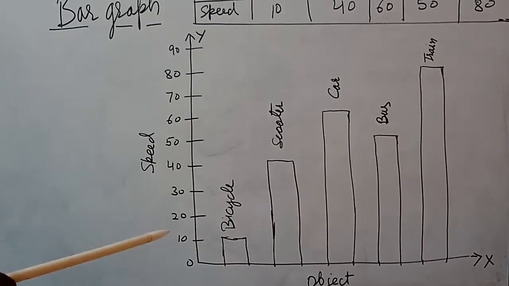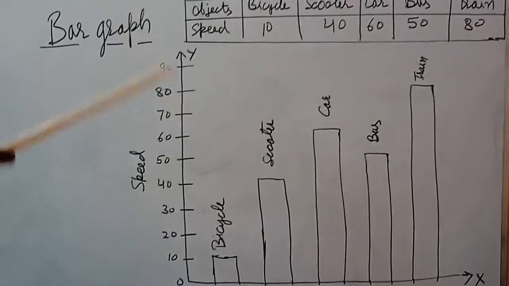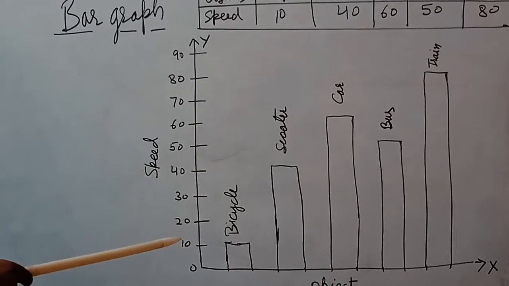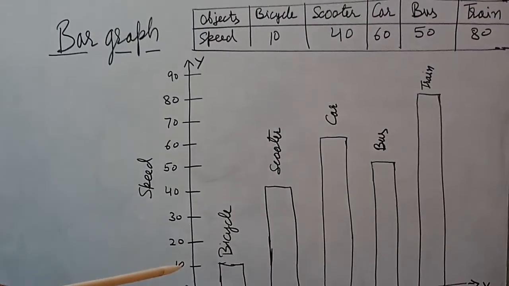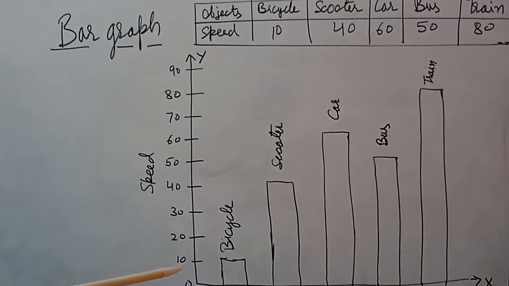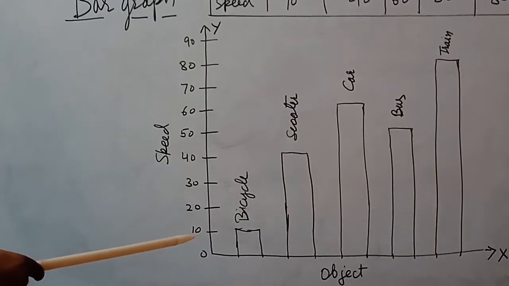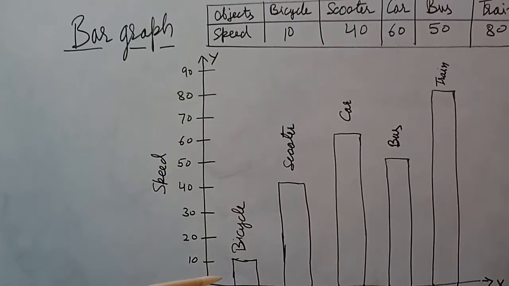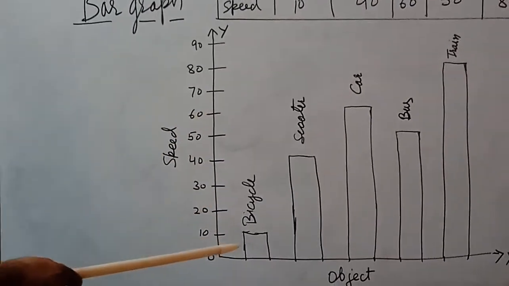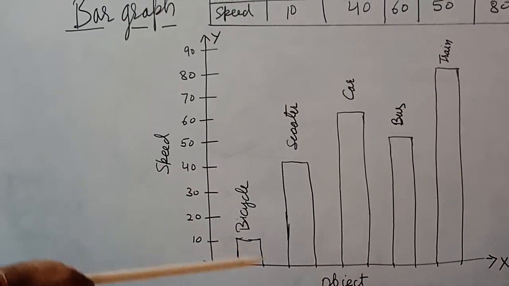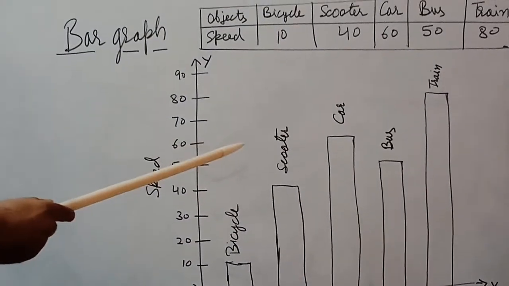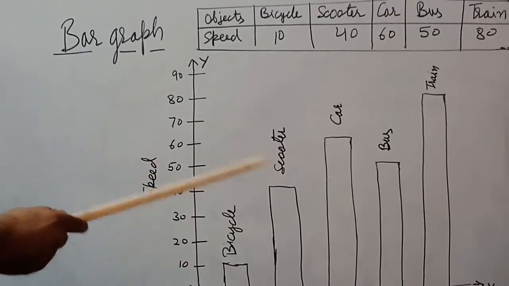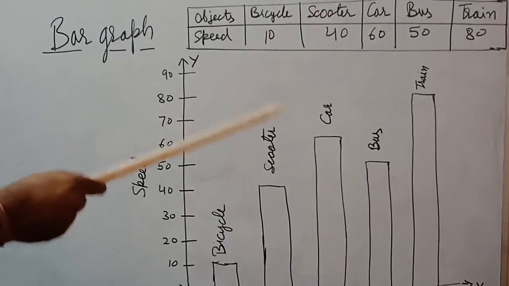What is that? Bicycle. The speed of the bicycle is 10. So we will make a box in that manner up to 10. That means the maximum speed of the bicycle is 10 km per hour. Similarly, the speed of the scooter is 40, so we will make a box up to 40. Car 60, as the speed of the car is 60 km per hour. The bus 50 km per hour and the train is 80 km per hour.